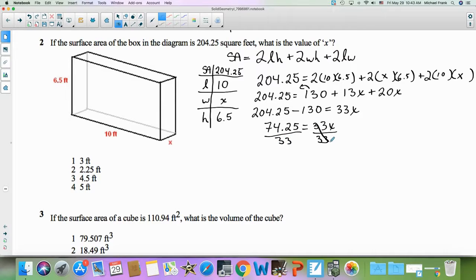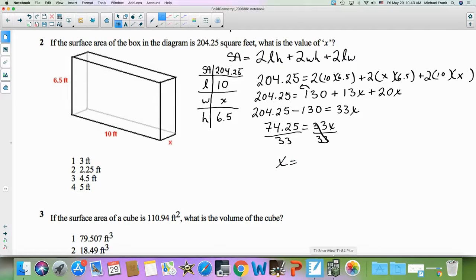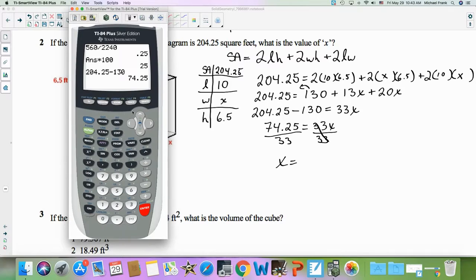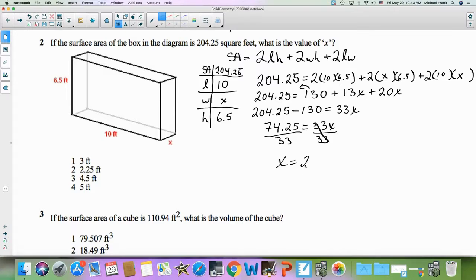And of course, the last step would be to divide both sides by 33. And x will be equal to, drum roll please, 74.25 divided by 33 equals 2.25. 2.25, in this case, feet. Oh, look at that. It's right there. Excellent.